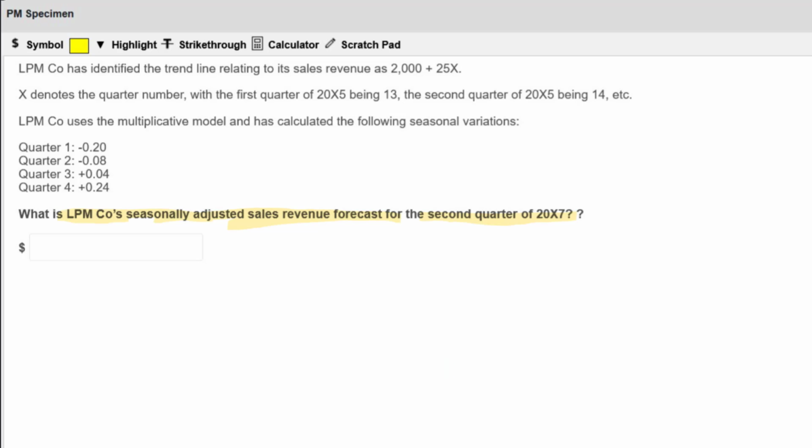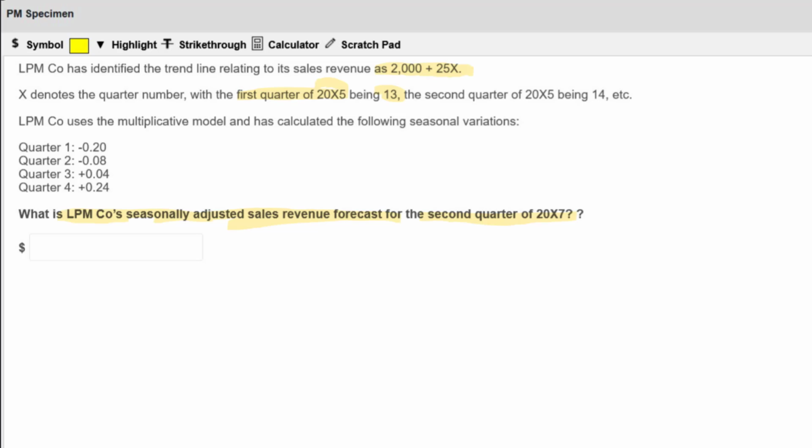Let's read the story. Well, we've got the trend line. They always give this to us. We've got the 2,000 plus 25x. X denotes the quarter. So sales are growing by 25 per quarter. And quarter 1 in 2015 is number 13.